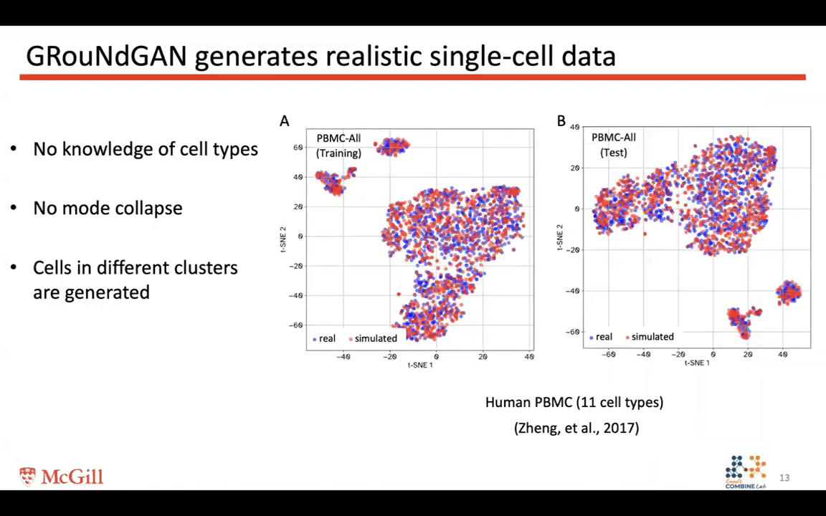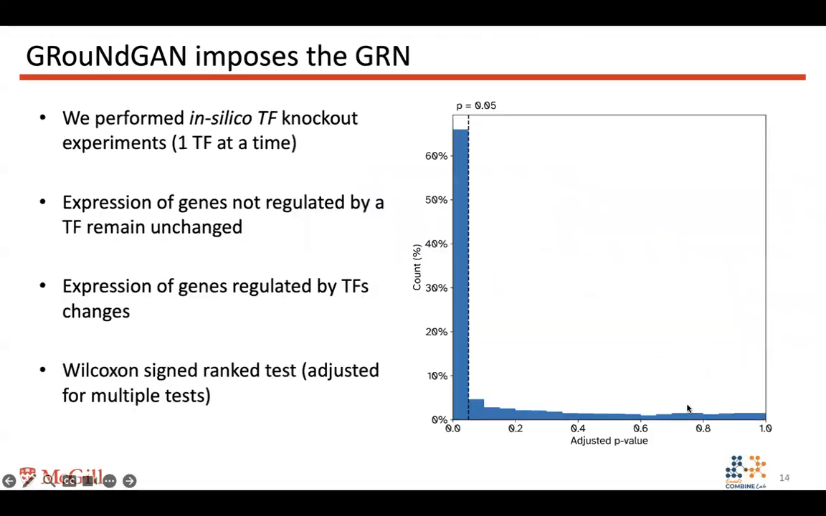We also applied this to more heterogeneous data sets. For example, here, our data set had 11 cell types. And even though the cell type information was not provided to GRouNdGAN, we did not see any sign of conditional mode collapse. And cells of different cell type clusters were generated by GRouNdGAN, as you can see, for example, here in these islands.